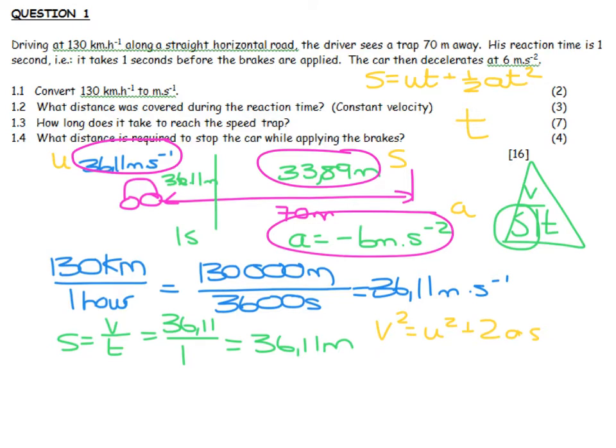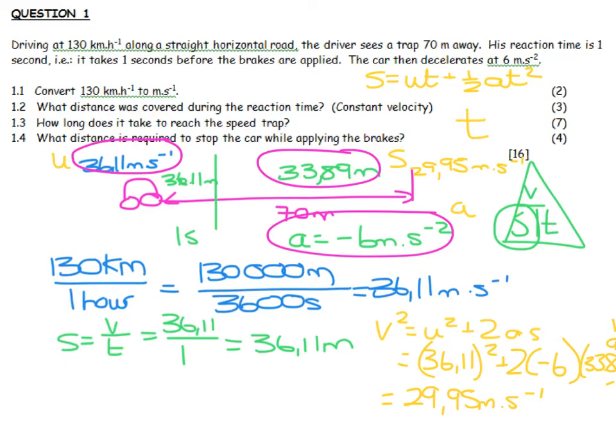So I substitute in my values, 36,11 plus 2 times negative 6 because I'm slowing down, and my distance is 33,89. And I find my final velocity, don't forget to square root, is 29,95 meters per second. That is the speed at which I cross the speed trap. So I've now got an initial velocity, a final velocity, an acceleration, and a distance, and I can pretty much use any other equation of motion that I choose, and I'm going to go with a nice easy one.